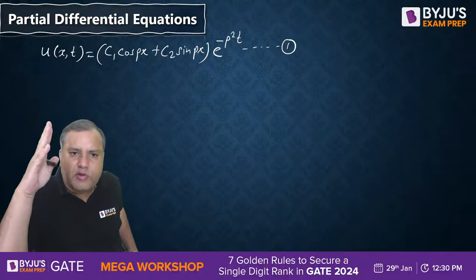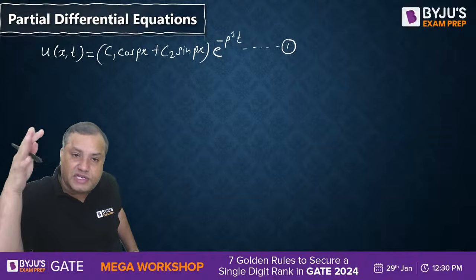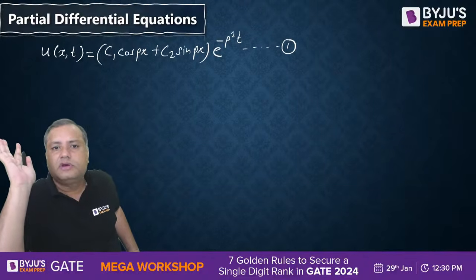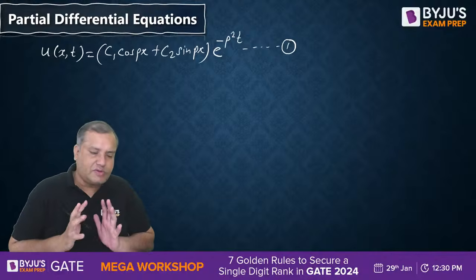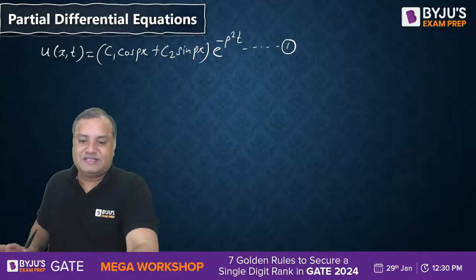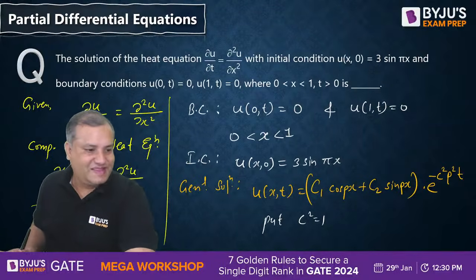We will be applying the boundary conditions and further the initial condition to find the values of C1, C2 and p. That will be your final answer. And these are GATE questions, students, don't worry.